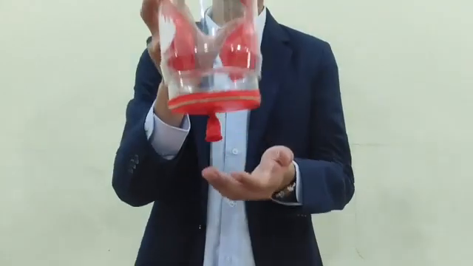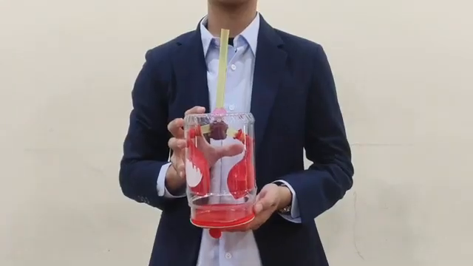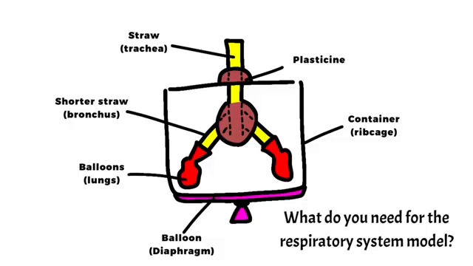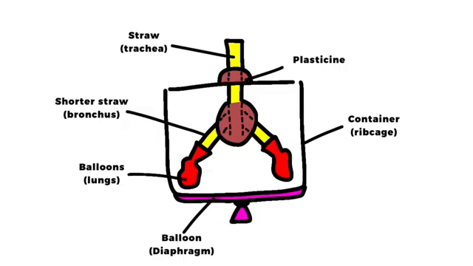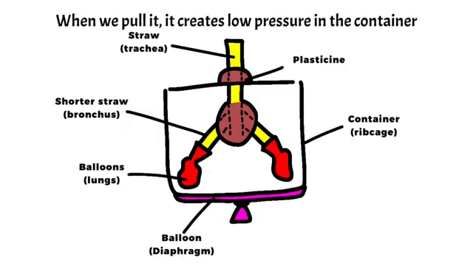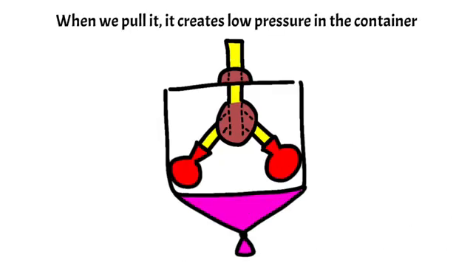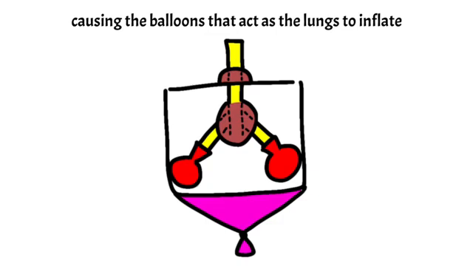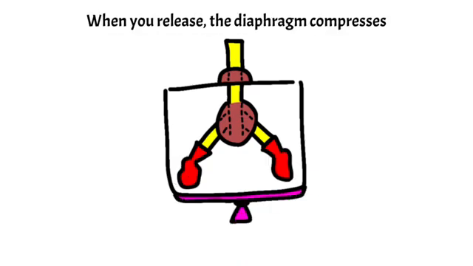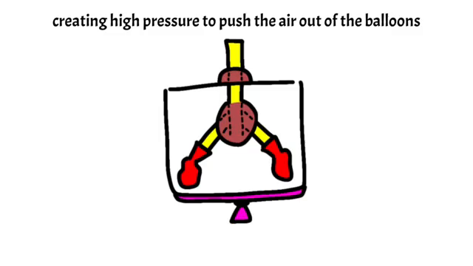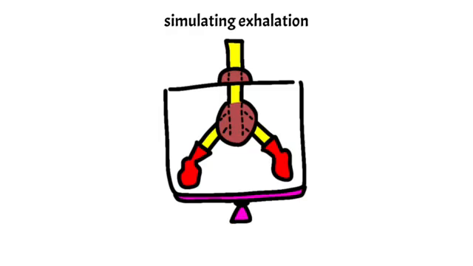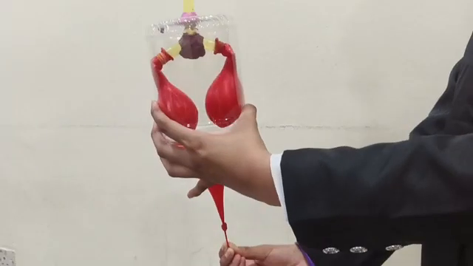Here is a brief example of how atmospheric pressure works in the respiratory system. This diagram shows the components of the respiratory system. The balloon at the bottom acts like the diaphragm. When we pull it, it creates low pressure in the container, causing the balloons, which act as the lungs, to inflate and simulate inhalation. When you release, the diaphragm compresses, creating high pressure to push the air out of the balloon, simulating exhalation.